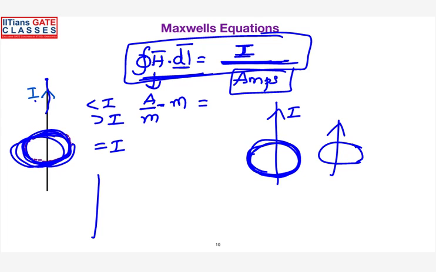Suppose we have a current carrying wire here and you take only this particular surface. In this case, your loop is not closed, which means that your current will be less than I.